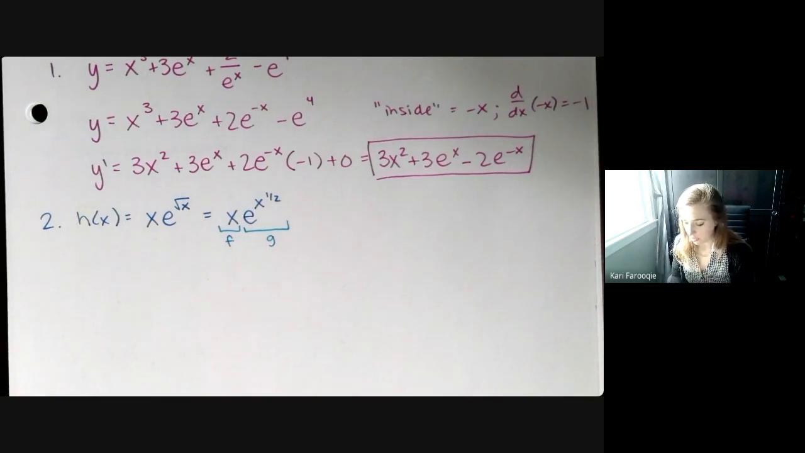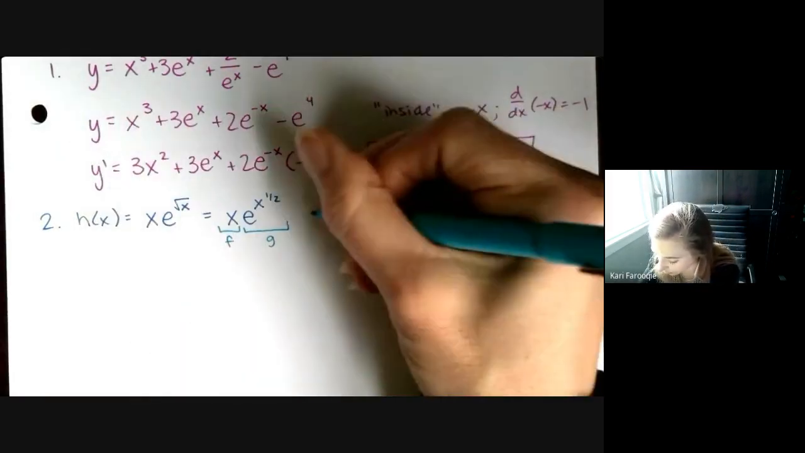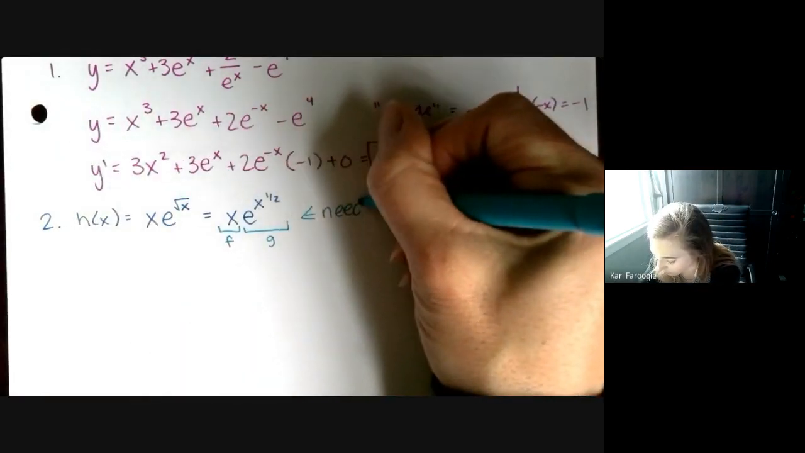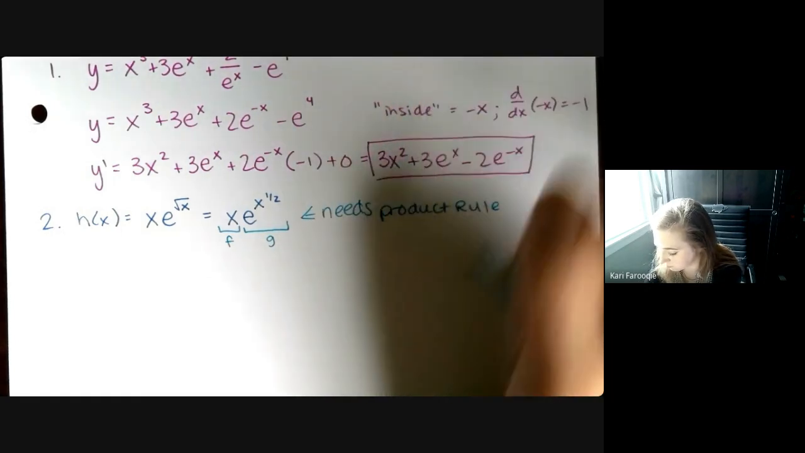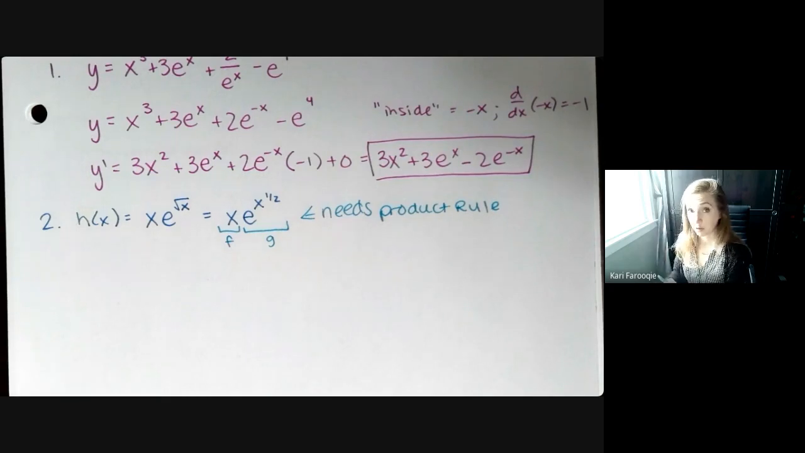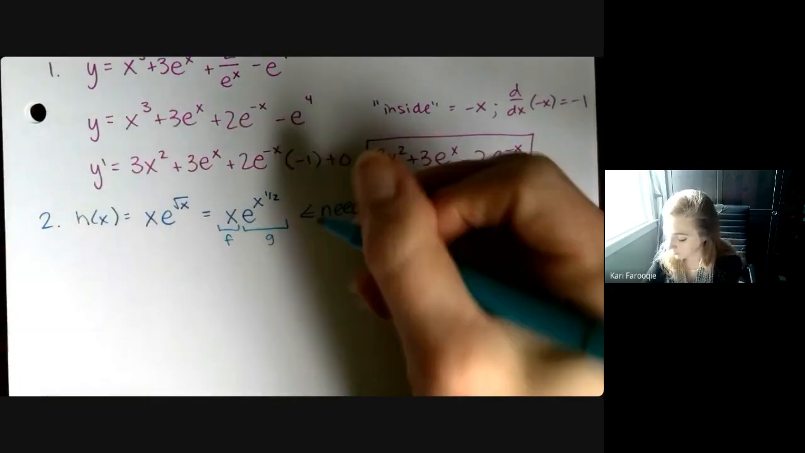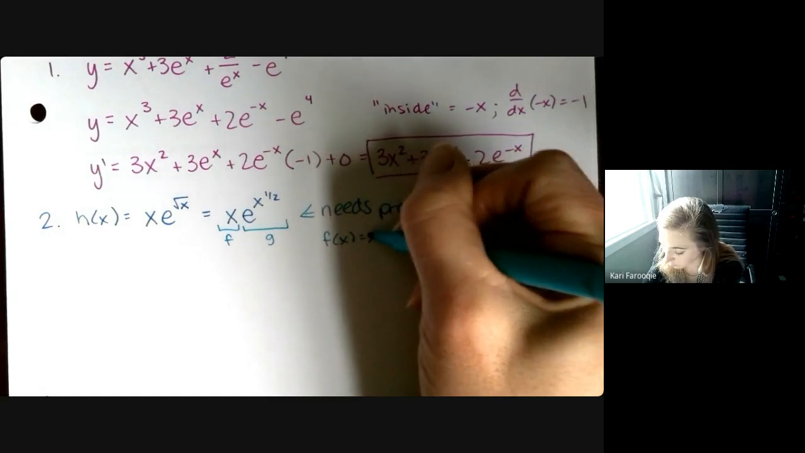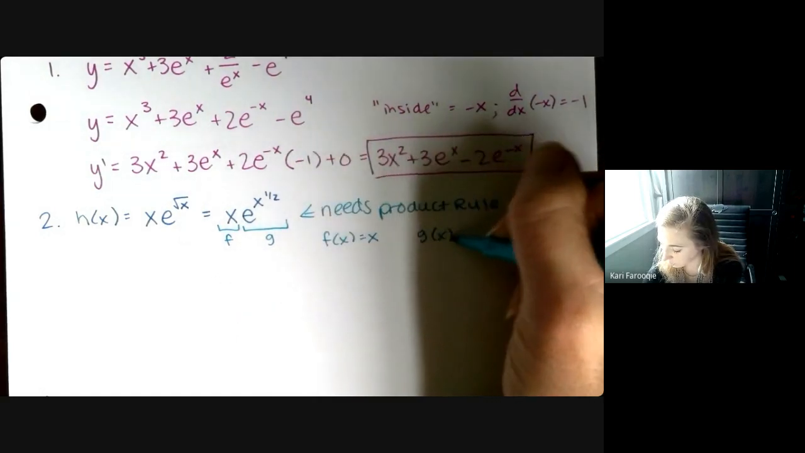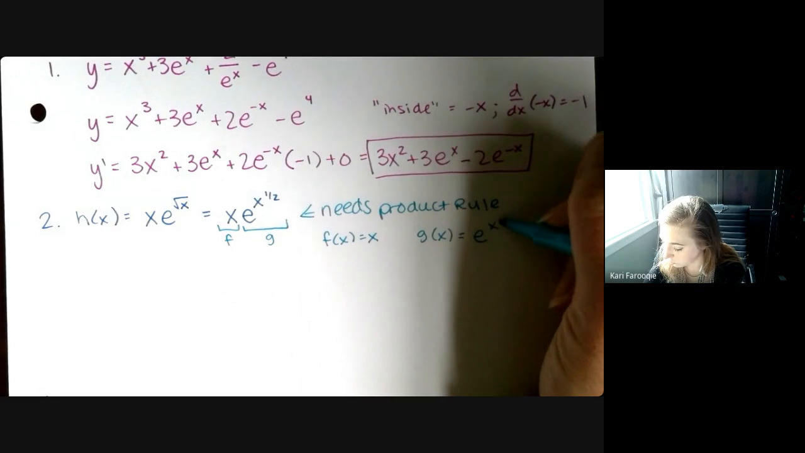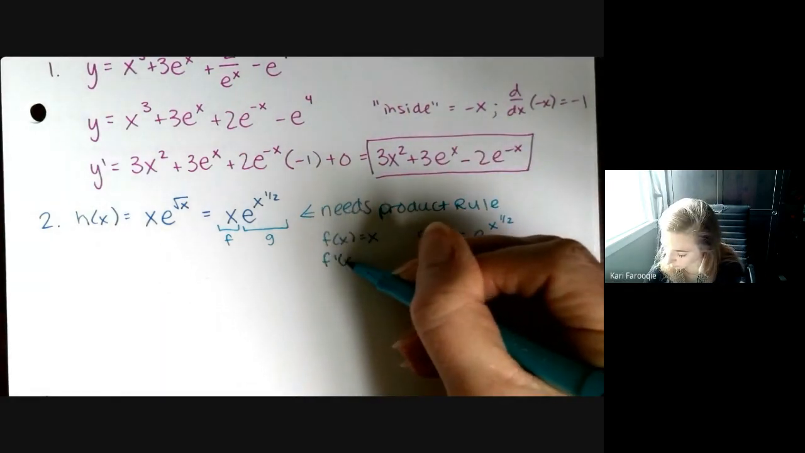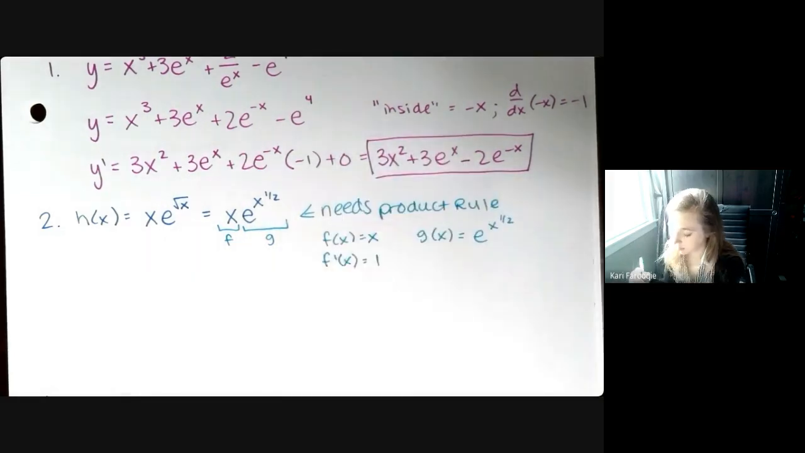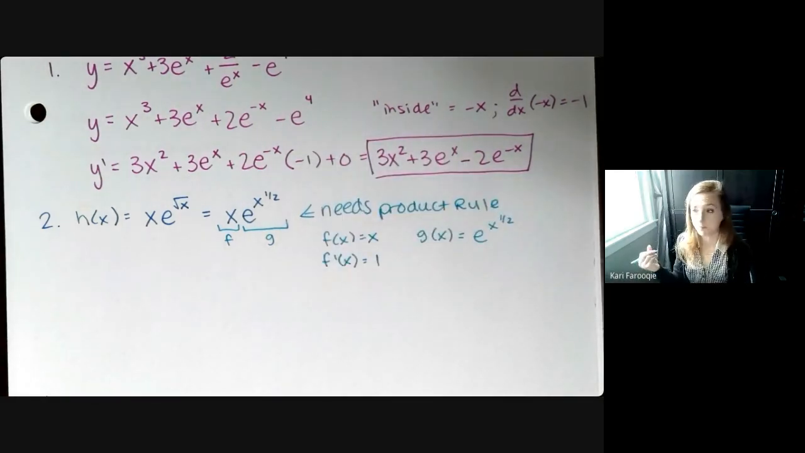Great, I'm going to need to go ahead then and list their derivatives before I put them together with the product rule. So we're going to say that this needs the product rule. And then we'll go ahead and find the components that we need in order to do that. So we said that f of x was x. G of x is going to be e to the x to the 1/2 power. Well, some of these components are going to be very easy to find. The derivative of x is 1.